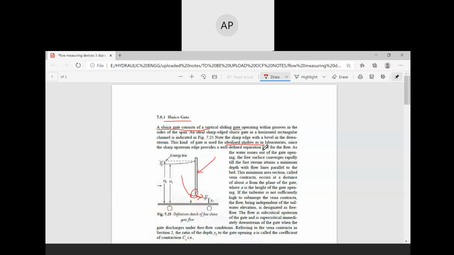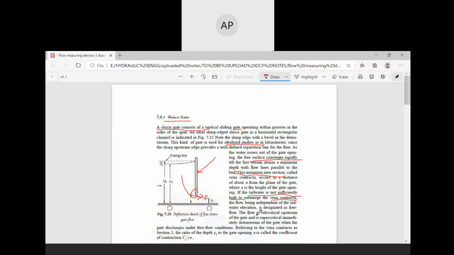As the water issues out of the gate opening, the free surface converges rapidly till the stream attains a minimum depth of flow, with streamlines parallel to the bed. This minimum area section is called the vena contracta. It occurs at a distance of about a from the plane of the gate, where a is the height of the gate opening. If the tailwater is not sufficiently high to submerge the vena contracta, the flow, being independent of the tailwater elevation, is designated as free flow.